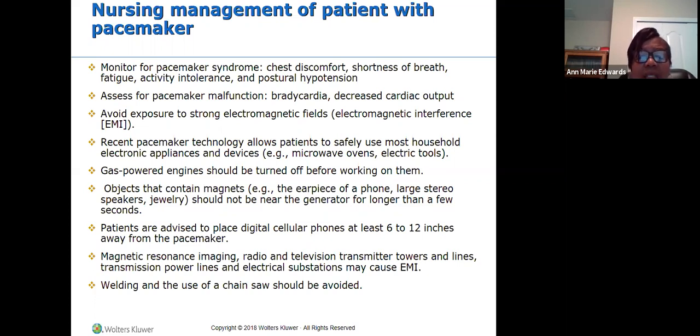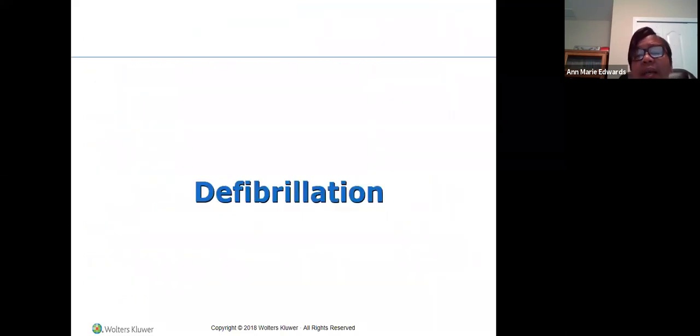Patients are advised to place digital cell phones at least 6 to 12 inches away from the pacemaker. Magnetic resonance imaging, radio and television transmitter towers and lines, transmission power lines, and electrical substations may cause electromagnetic interference, and welding and the use of a chainsaw should be avoided when they have a pacemaker.